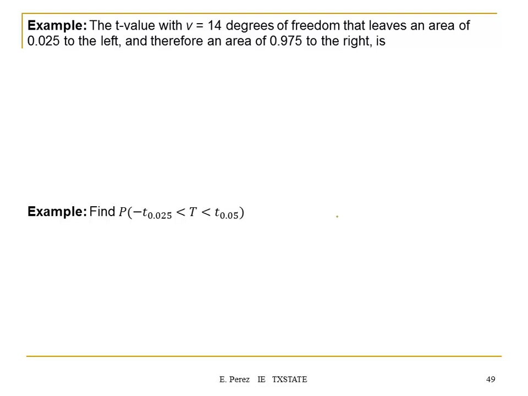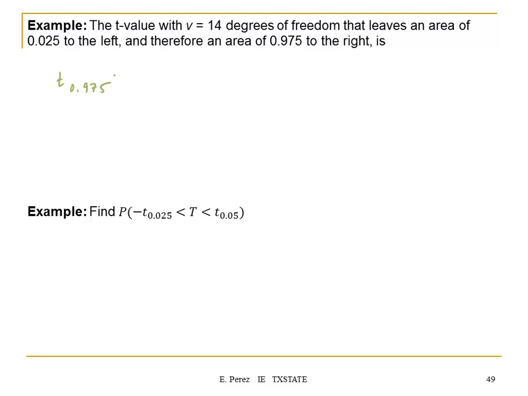Okay, so let's look at this example that is basically to help you understand how to use the table. The t-value with 14 degrees of freedom that leaves an area of 0.025 to the left, and therefore an area of 0.975 to the right, is... Can you show me which number is that one from the table? So what we are looking at is t of 0.975.